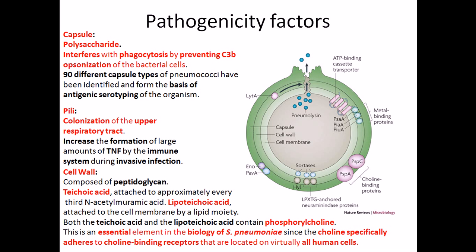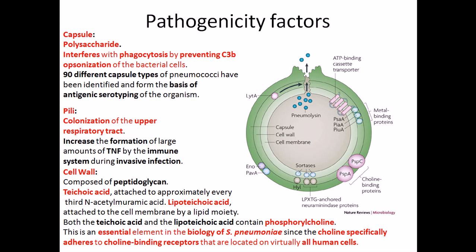Third thing, the cell wall, which is composed of peptidoglycan, and they also have teichoic acid, which is attached to approximately every third N-acetylmuramic acid residue. They can also have lipoteichoic acid attached to the cell membrane by a lipid moiety. Both the teichoic acid and lipoteichoic acid contain phosphorylcholine. This is very essential, because the choline especially adheres to choline binding receptors. They have this phosphorylcholine in teichoic acid and lipoteichoic acid, and this choline can easily bind with any choline receptors of your body cell.